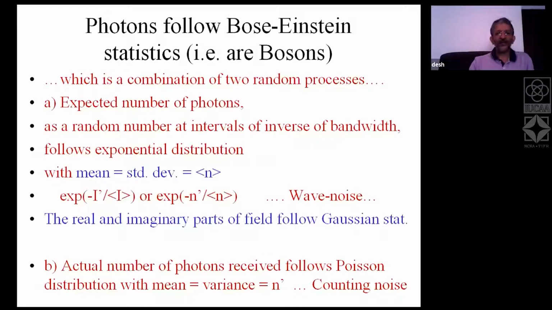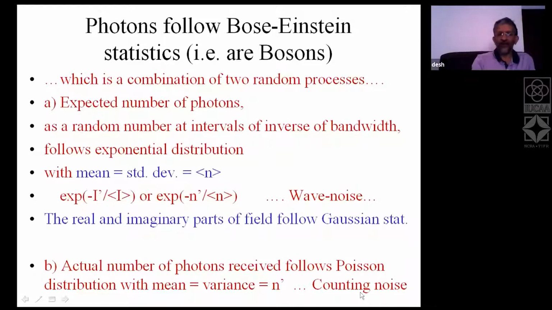You will find that the actual number received might differ from one case to the other, or one instant to the other, or one location to the other. And this variation in this number, or departure of the number actually seen from the expected mean number of photons at that given time, which is dictated by this, which itself follows the exponential distribution, one of the realizations of it will now follow Poissonian distribution. So this is called counting noise.